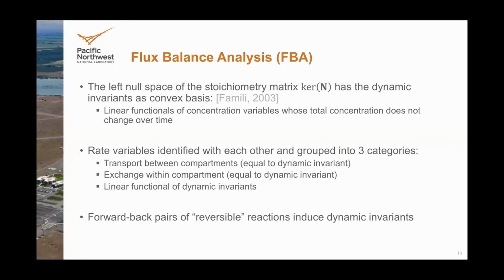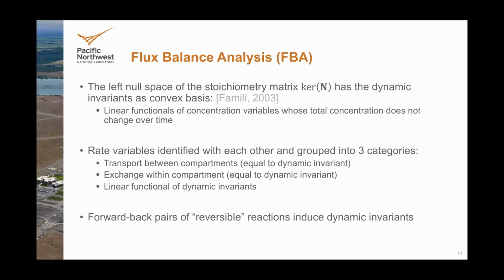So they have non-negative coefficients in linear functionals. What this really gives you is a matrix with columns, and each column is a linear functional of your rates. But as a whole, that dynamic invariant concentration does not change over time. And this is very, very useful because it allows us to identify all of our rate variables, our fluxes, with either transport between compartments, exchange within a compartment, or variables that are determined by these dynamic invariants.